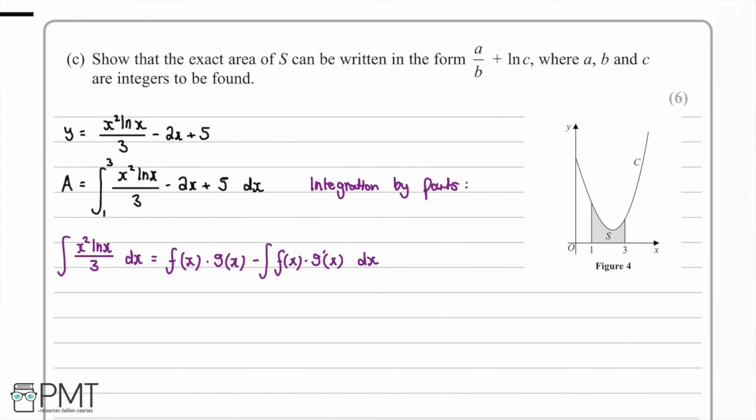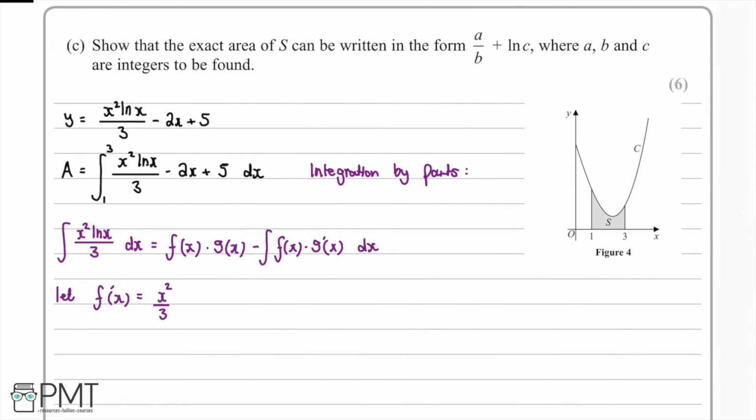So what we're going to do is let f dash of x be equal to x squared over 3, and then let g of x be equal to ln of x. Then we can work out f of x by integrating x squared over 3, and this comes out as x cubed divided by 9. And we can then work out g dash of x by differentiating ln x, which we know is going to be 1 over x.